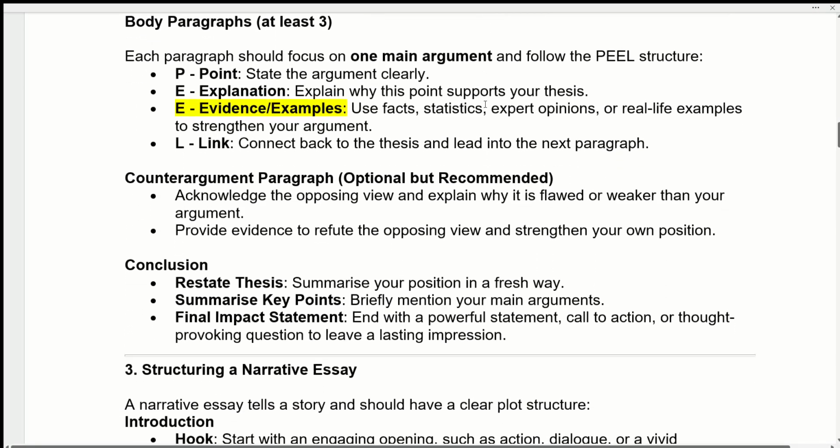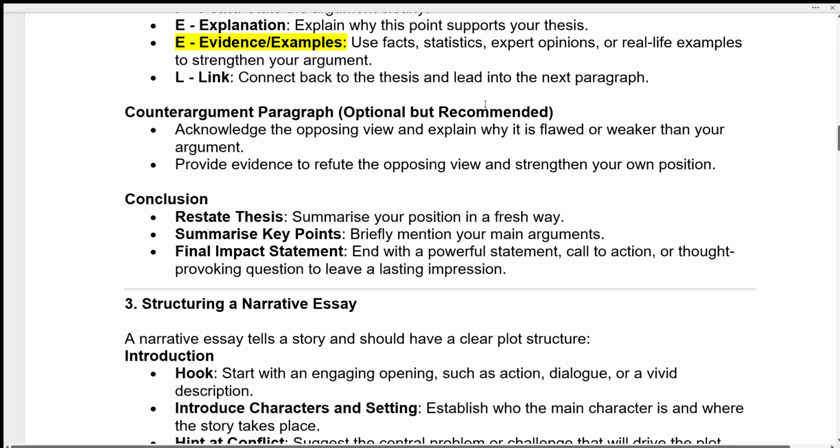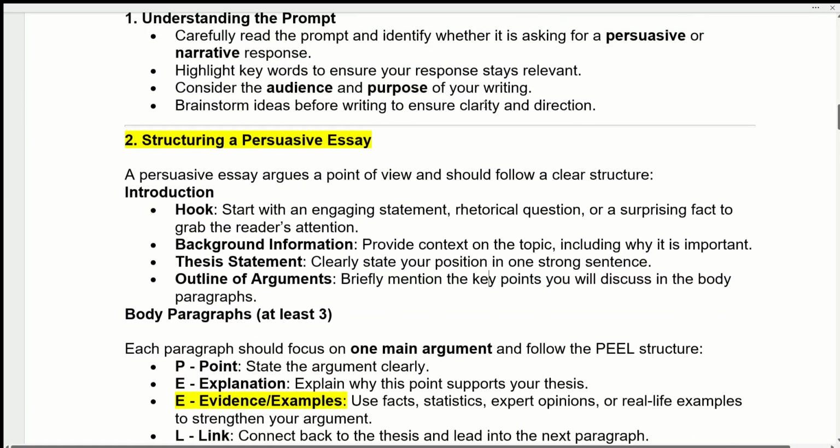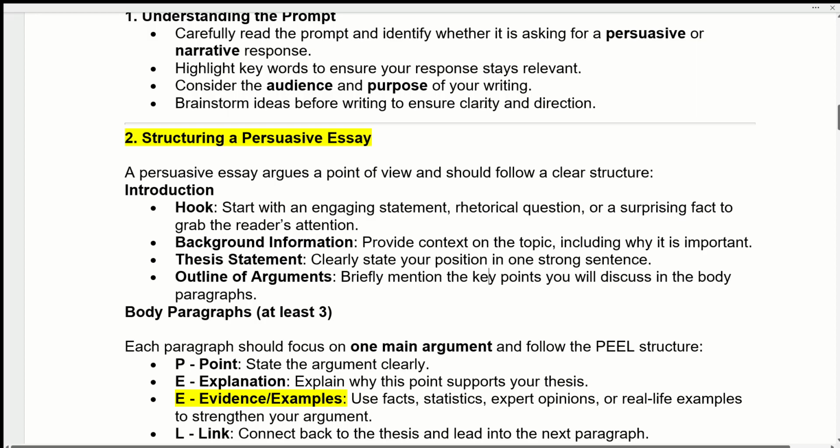And the last part is to restate the thesis. So you're going to summarize your position in a fresh way, summarize the key points, briefly mention your main arguments, and state the final impact of your statement here, with a powerful statement, call to action or thought-provoking question to leave a lasting impression. So that would be the basic guide for writing a persuasive essay in OLNA.